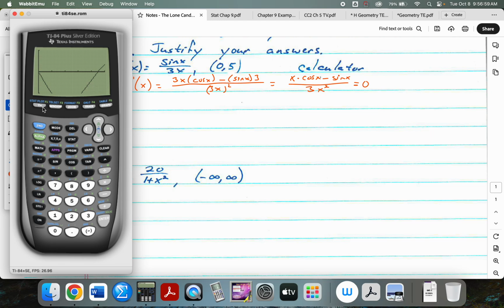So let's find that value. It's somewhere between 4 and 5. I guess 4.7. Oh, wow. Really badly off. 4.493.